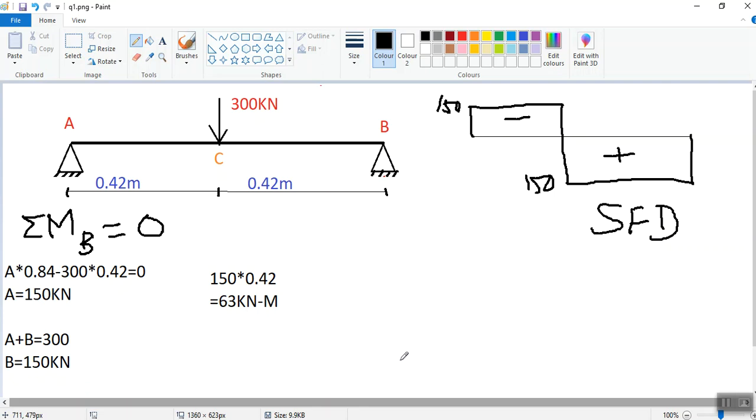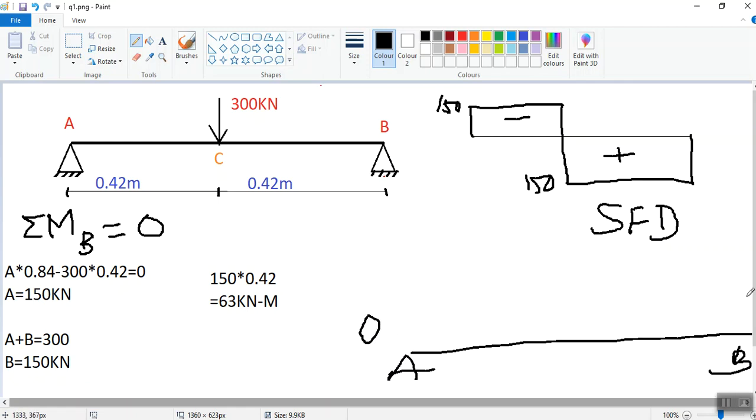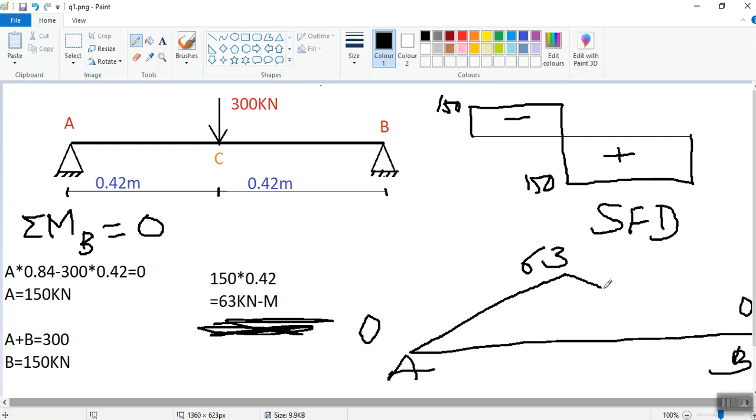Now for bending moment diagram, we have support A and B. Support A being pinned has 0 kilonewton meter moment, and support B also has 0 kilonewton meter moment. The moment will linearly rise to the 300 kilonewton point C. So 63 kilonewton meter we have calculated, and then again to 0. 300 kilonewton being a point load, the bending moment diagram will be linear.